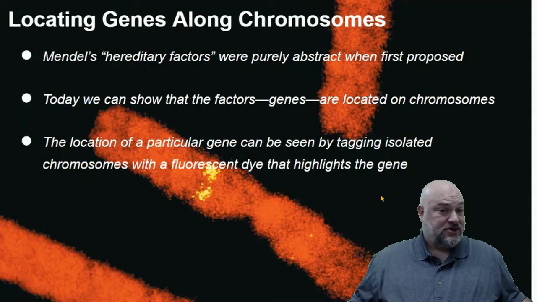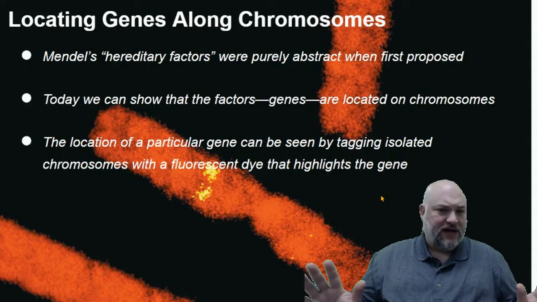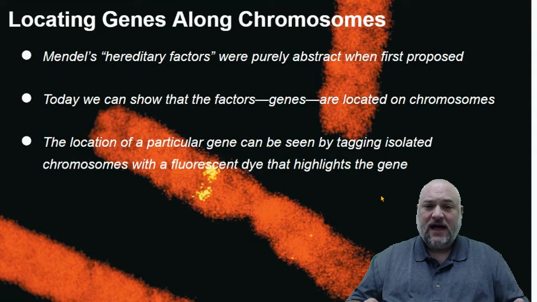So, locating genes along chromosomes. Mendel's hereditary factors, which we now call genes, were purely abstract when they were first proposed. He didn't know what they were carried on. He didn't know what type of material they were. He didn't know what they were. He just knew that something in there was doing that.